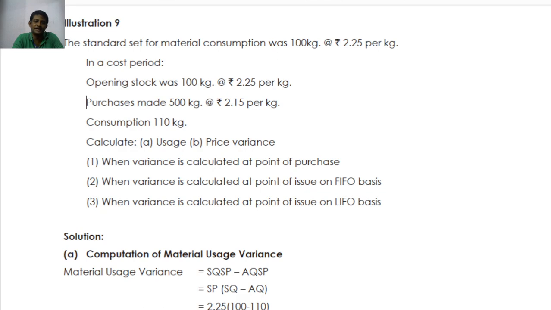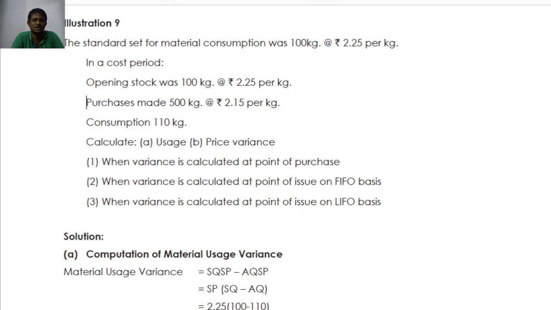Second scenario, when variance is calculated at the point of issue of material on FIFO basis. Then, when variance is calculated at the point of issue on LIFO basis. This is the question actually. What is FIFO, LIFO and actual purchase, all you should know.